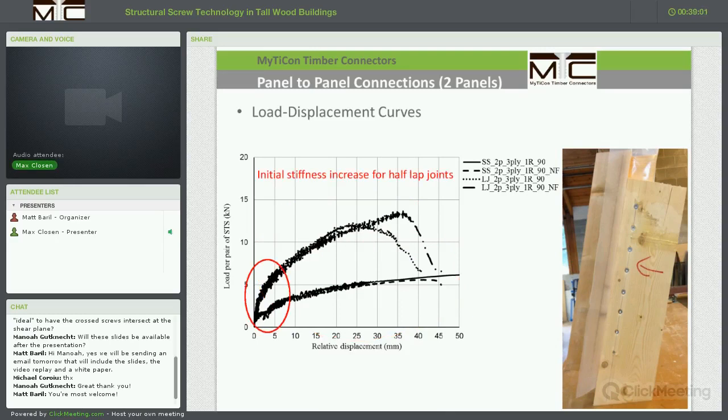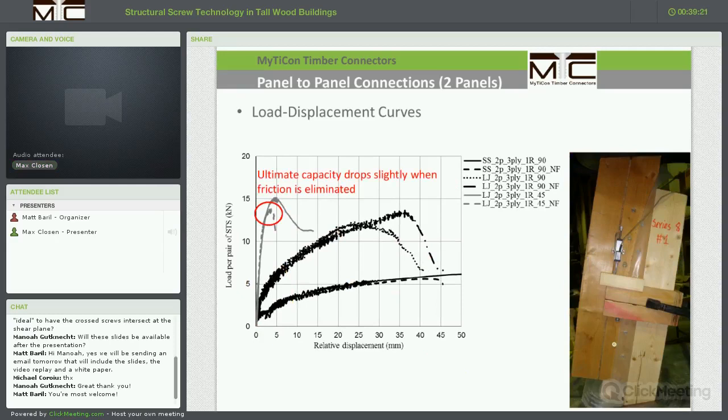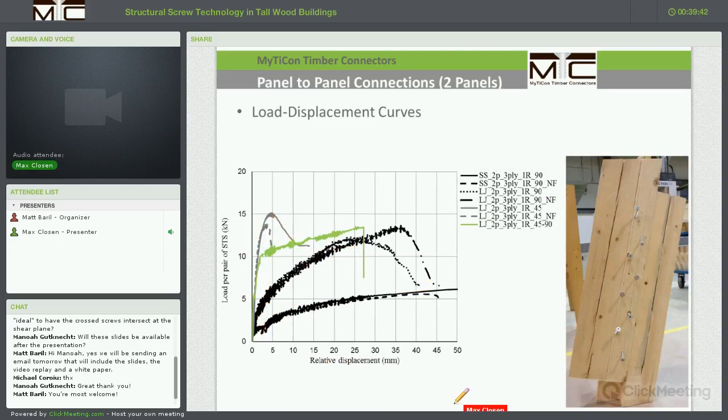Again, we see the same stiffness performance initially. With the connection, we get a much higher initial stiffness for the half-lap joints than we get with the surface planar joints. For screws in tension, we again see a fairly stiff performance and a rather steep load drop at the end, where we have a slight difference between 45-degree screws with friction and 45-degree screws without friction. All curves for fasteners in tension give us an almost linear stiffness increase and then a fairly brittle load drop at the end.